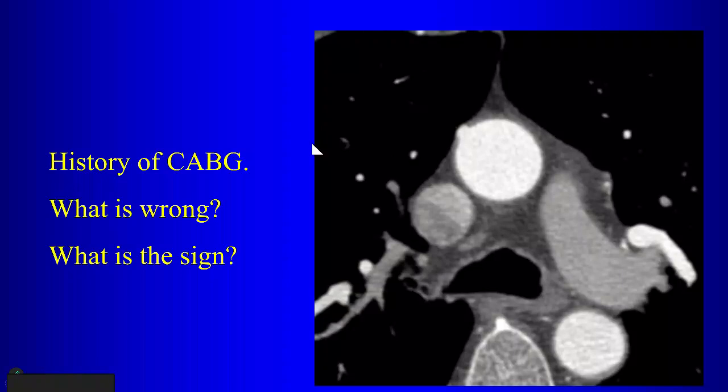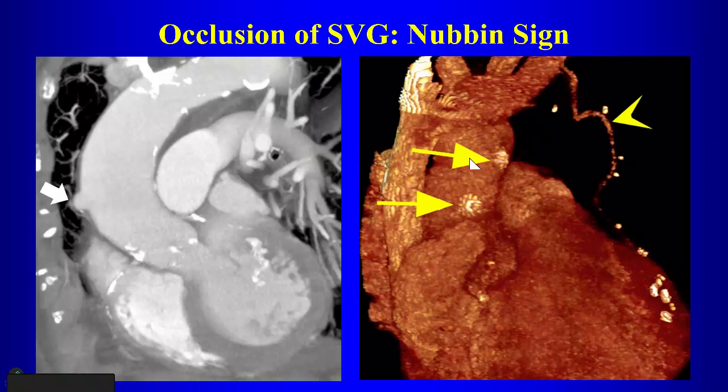Remember, you only see the graft well if there's contrast in it. But if the graft is completely thrombosed, it can fibrose down. It may be very difficult to see in its thrombosed condition. But a sign that there was a saphenous vein graft here is the nubbin sign. That's the proximal portion of the saphenous vein graft. Right? So that's the nubbin sign, and it's an indication of occlusion of a saphenous vein graft. This patient also has an internal mammary artery graft there.